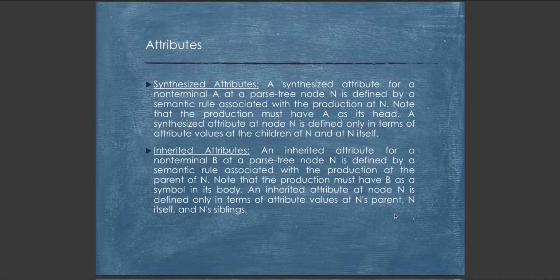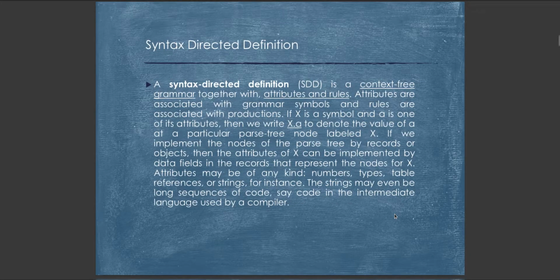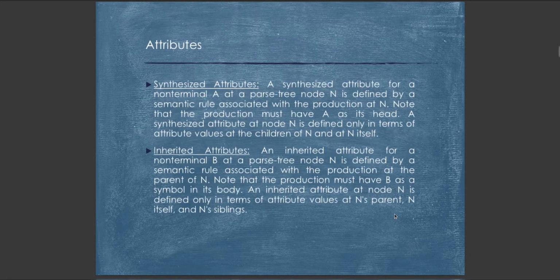One thing that we learned in the slide here, we need attributes to calculate a syntax-related definition or a syntax-related translation. So there are two types of attributes. One is called a synthesized attribute, one is called an inherited attribute. There are these definitions, you can read it, they will not come in the exam. I will explain it in a very shortcut way.